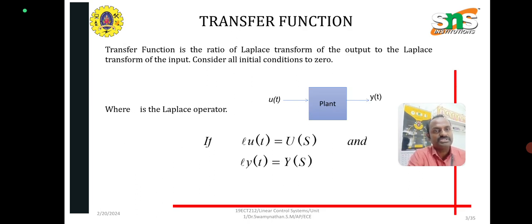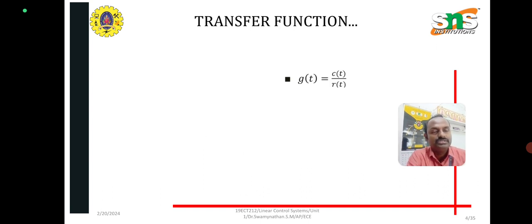Next, the transfer function, which I already told. U of t is the plant input, and y of t is the plant output. So the transfer function is the ratio of the Laplace transform of the output to the Laplace transform of the input. If L of u of t is equal to U of s, the Laplace transform converts the time domain into the s domain. So L of y of t is equal to Y of s. So g of t is equal to c of t divided by r of t.